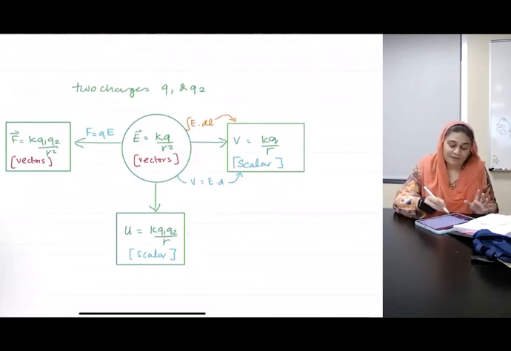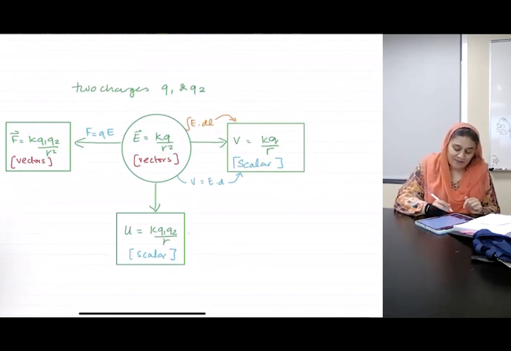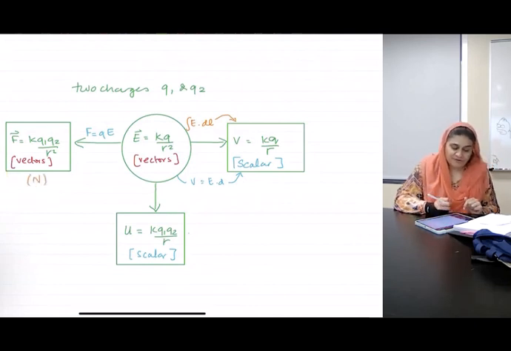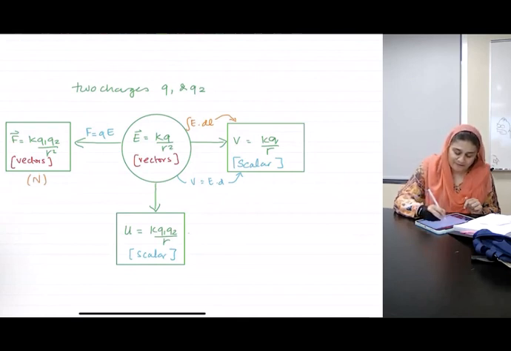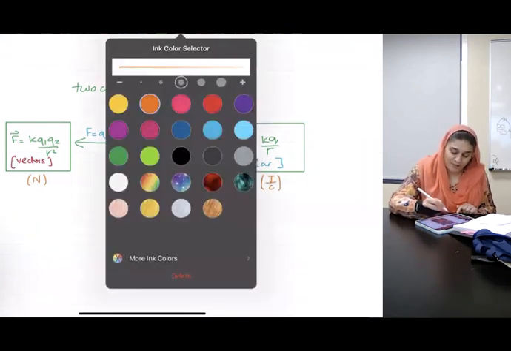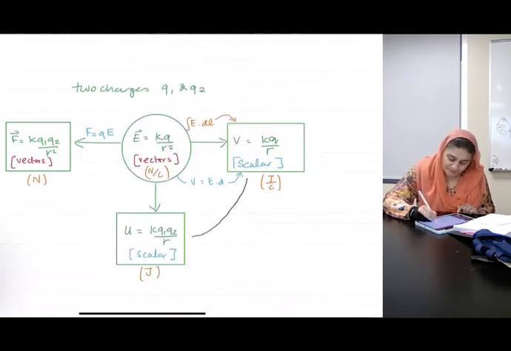And also another thing that you should write on this is their units. So the units for force are newtons. The units for E field are newtons per coulomb. The units for potential energy are joules. The units for V are joules per coulomb. So how do you go from here to here? You have to do U over Q, which gives you V.